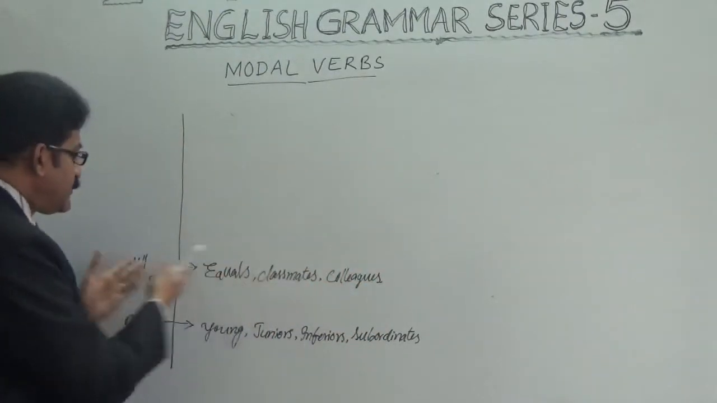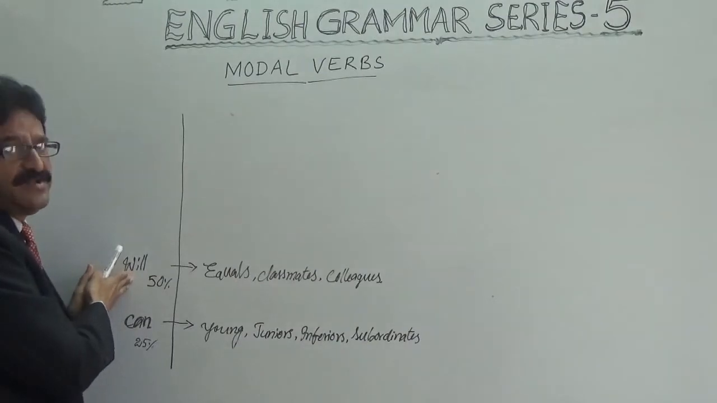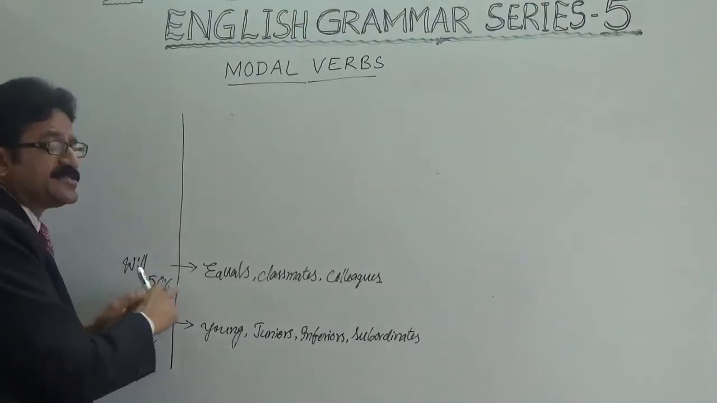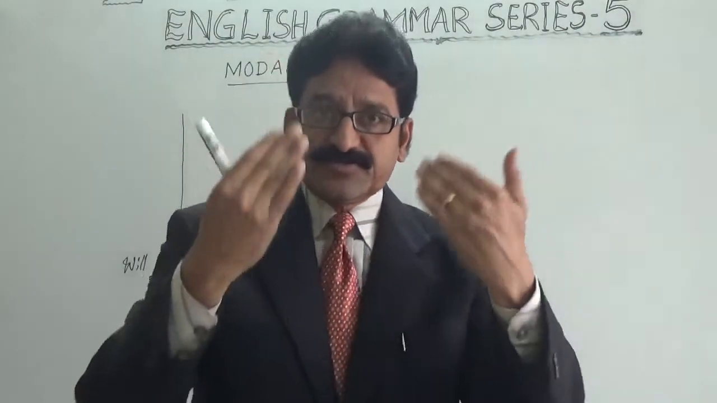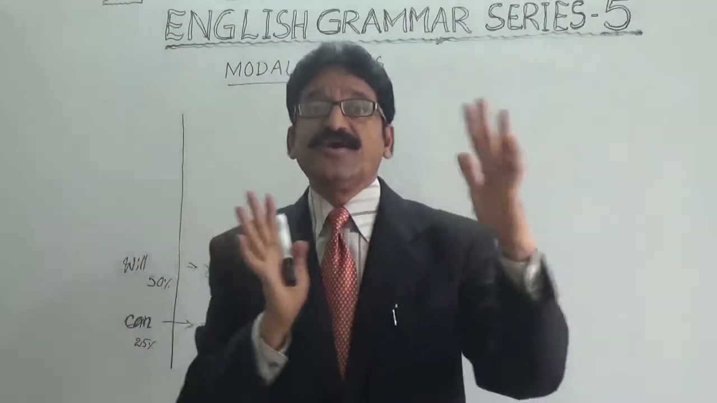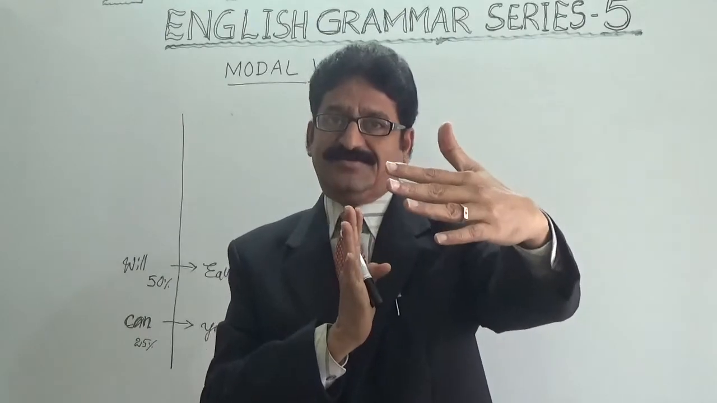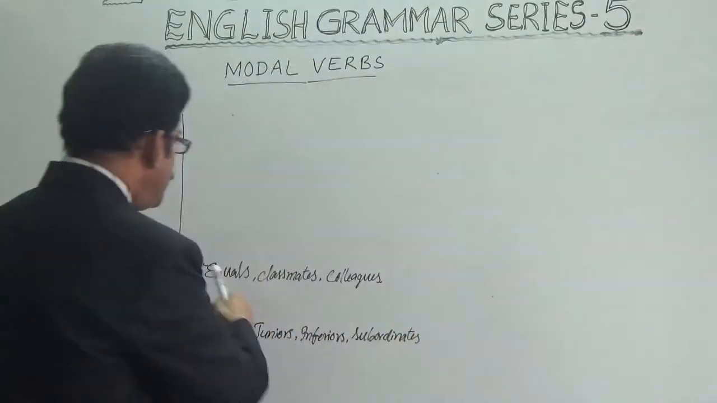With such kind of people we can use will, which means 50%. That means it gives 50% respect to the opposite person and keeps 50% with us. That means we are treating equal. Isn't it? Here we can use will.